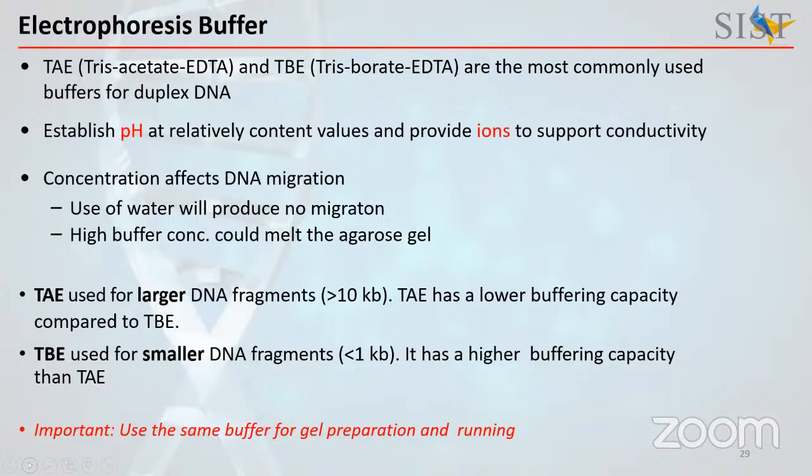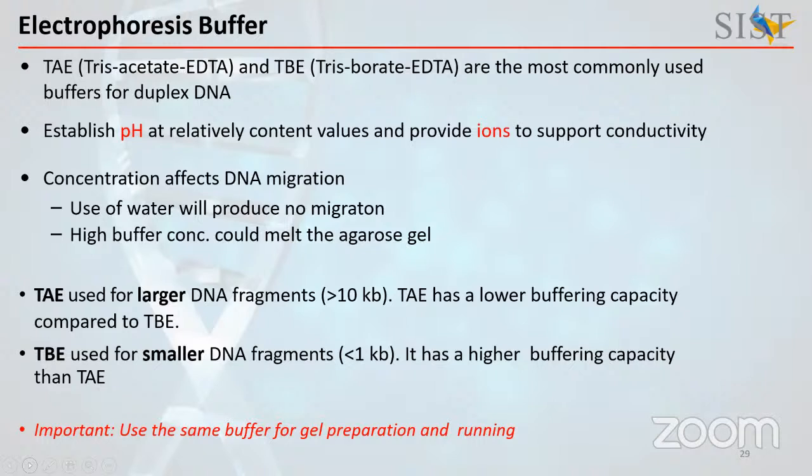Electrophoresis buffer. The buffer is important in electrophoresis because the ions present in the buffer are the molecules which support the migration of DNA, right? They pass the current from the electric supply through the gel matrix. So the presence of buffer is important.